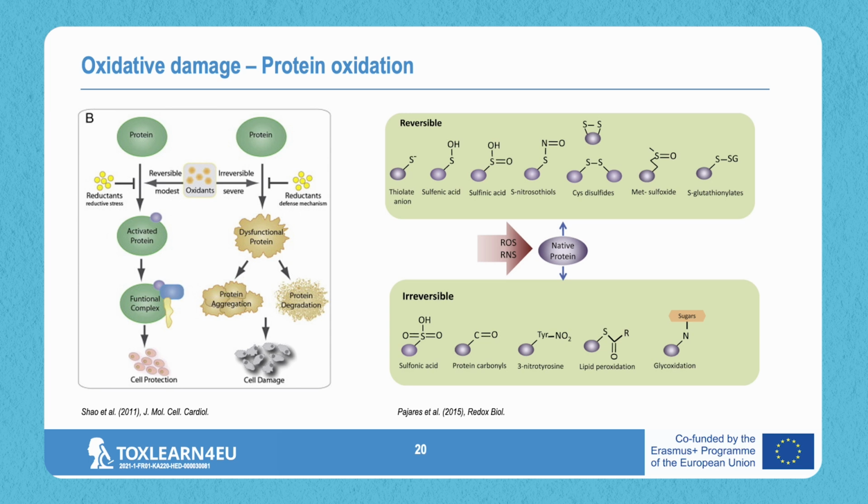If we look at potential damage at the level of the proteins, we have to make a distinction between reversible and irreversible protein oxidation. As you can see on the right hand side, we have the reactive oxygen species and nitrogen species that can attack native proteins, but the reactions on top are the ones that can be reversed with enzymatic systems, while the ones at the bottom will lead to irreversible protein oxidation.